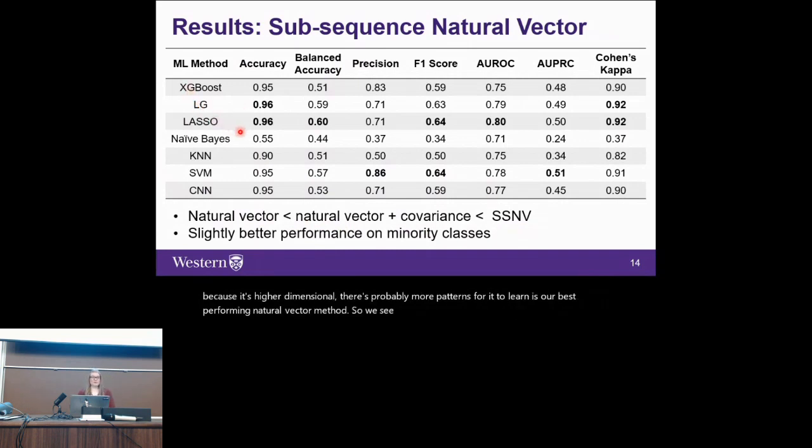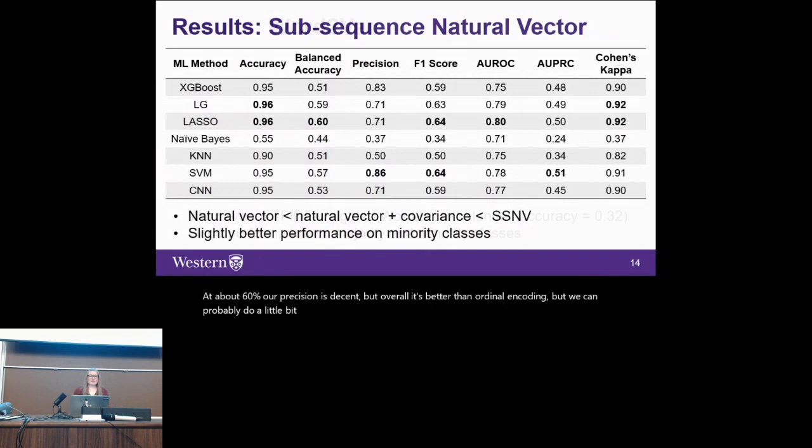So we see there's an improvement in accuracy. And again, we see that lasso and logistic regression are performing well. We see our balanced accuracy is not that great at about 60%. Our precision is decent, but overall, it's better than ordinal encoding, but we can probably do a little bit better.